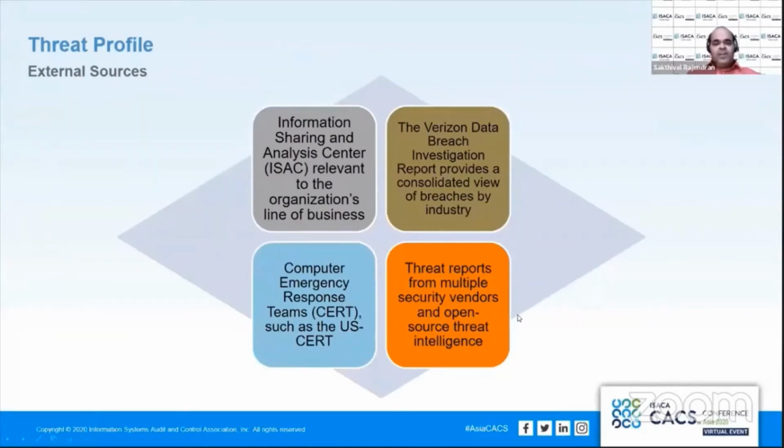Then we also have the Verizon Data Breach Investigations Report that provides a good indication of the risks happening around the world. Every year, they publish a report. Then the advisories which come from agencies like CERT. Then finally, we also have the threat reports coming from the vendors. Then also we have the open source community sharing intelligence on cybersecurity risk. So these are some of the sources to build a threat profile for the organization from external sources.